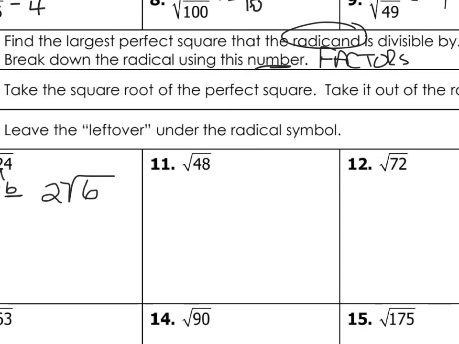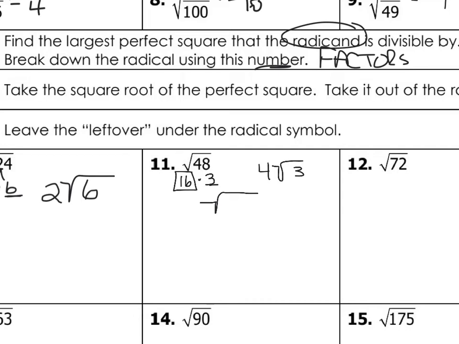All right, 48. Can you think of any right off? 16 times 3. Well, 16 is a perfect square, so the square root of 16 is 4, so 3 stayed home. All right, let me show you, though, how to do this if you don't recognize a perfect square.